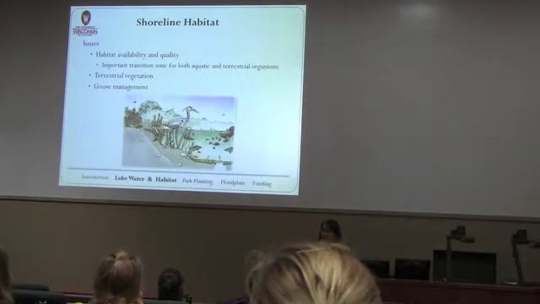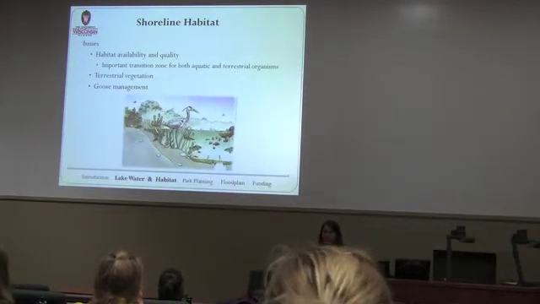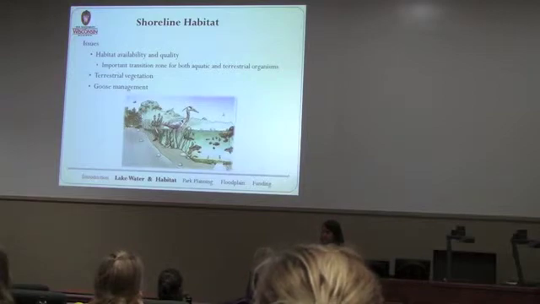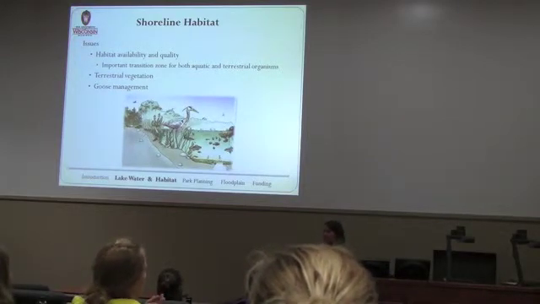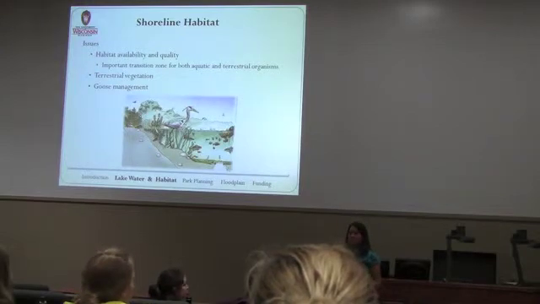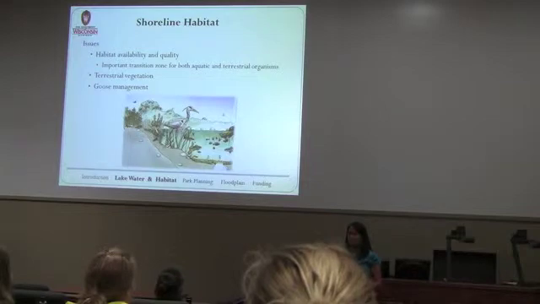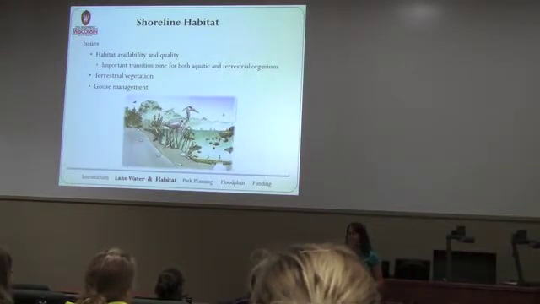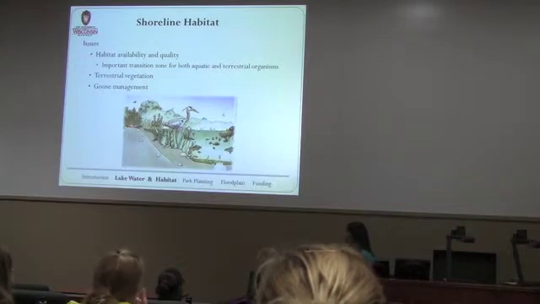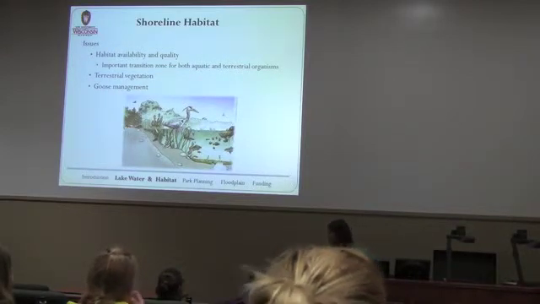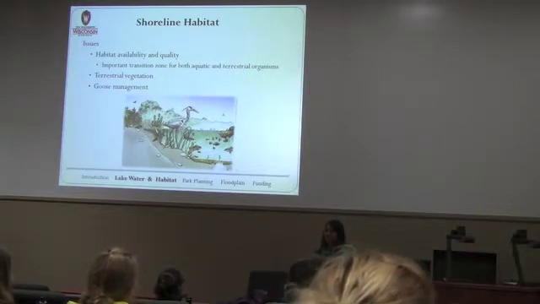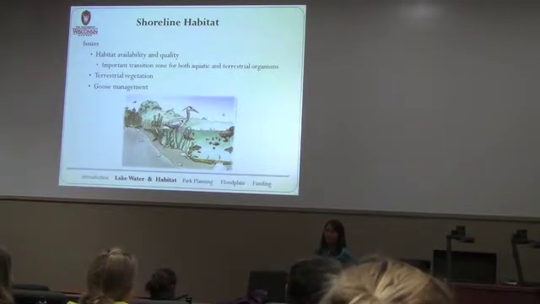So the next thing we looked at was the shoreline habitat at Lake Marion. The shoreline is a really important transition zone between the terrestrial and aquatic environments, and a lot of organisms from both of those environments use this area. So we looked at the terrestrial vegetation as well as habitat availability and quality. And we also looked at goose management techniques, because there was a strong wanting to get rid of, or to reduce, the goose population at this park.